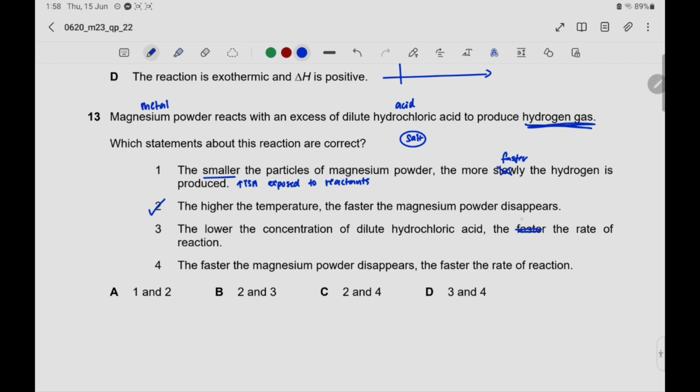Lower concentration, slower. That's the reason why your rate of reaction, whenever it reaches the end, becomes lower and lower. Okay, the faster the magnesium disappears, the faster the rate of reaction. Yes, because every time they disappear. Why do they disappear? Because they were dissolved by the acid. Answer should be C.